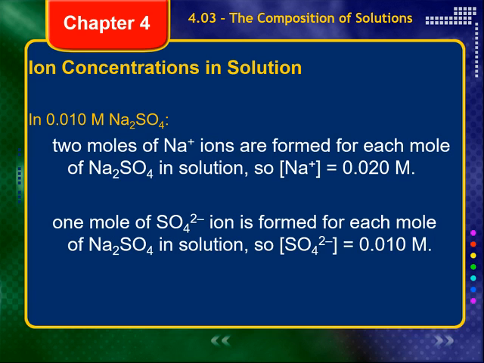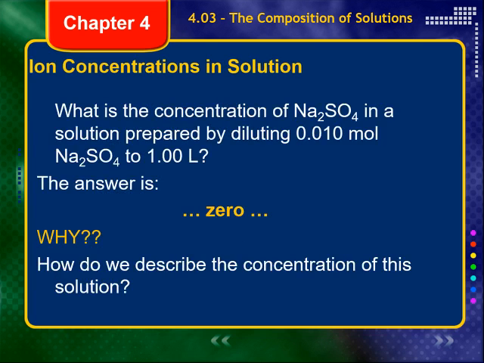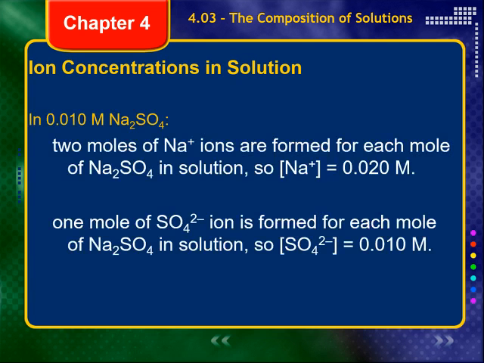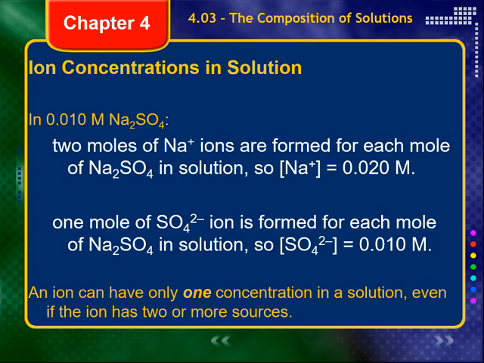So there are actually 2 different concentrations in this solution. You can't ask or answer what's the concentration of this formula unit in solution, because it's going to break up. You're actually going to have 2 different solutions. Now an ion, just real quick, is only going to have 1 concentration in a solution, even if the ions come from 2 or more different sources.